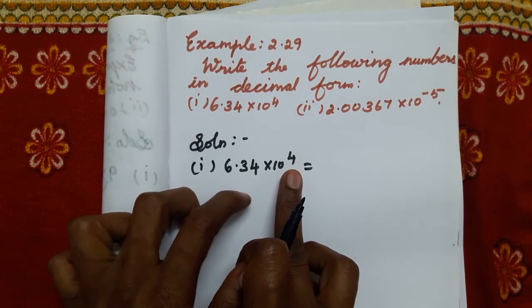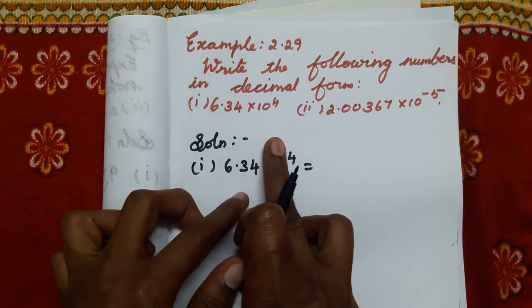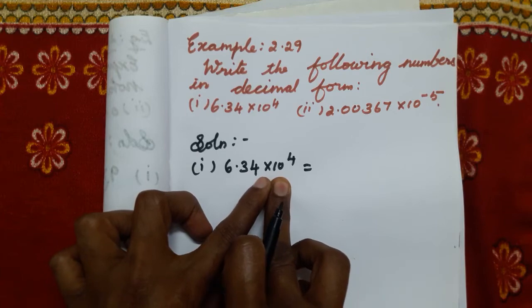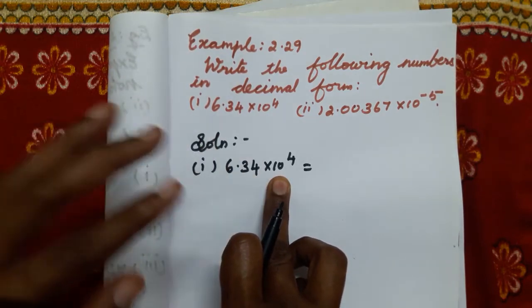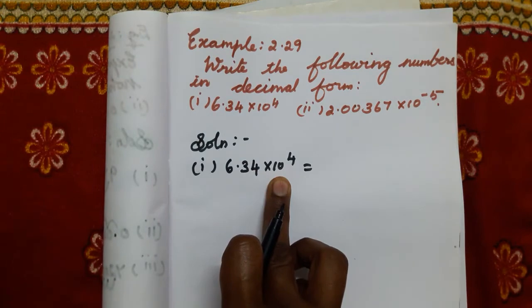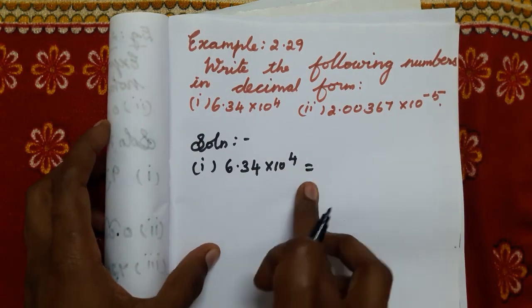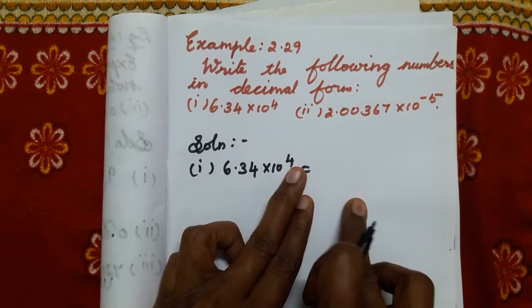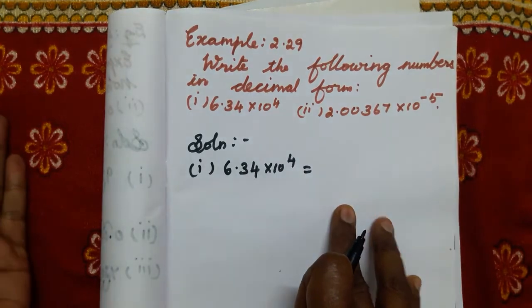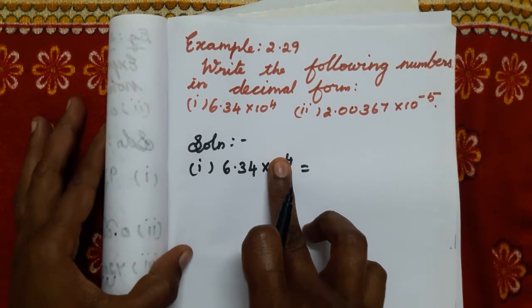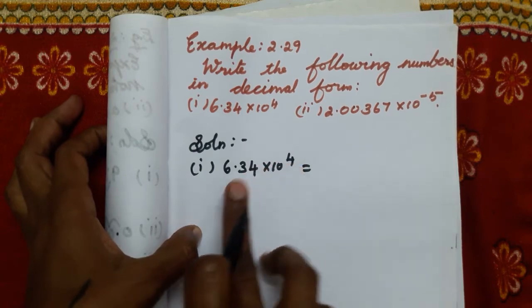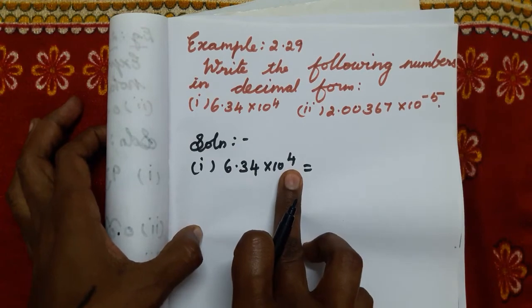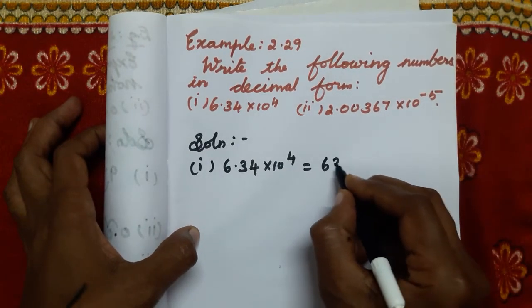I explained already. The decimal point you have to move 4 digits right, not left. In converting into scientific notation, we move 4 digits left. Here 10 power 4 means we will move right 4. We moved the decimal point left means we write which one? Positive. Here positive means we have to move the decimal point right. Clear? So we can write 634.